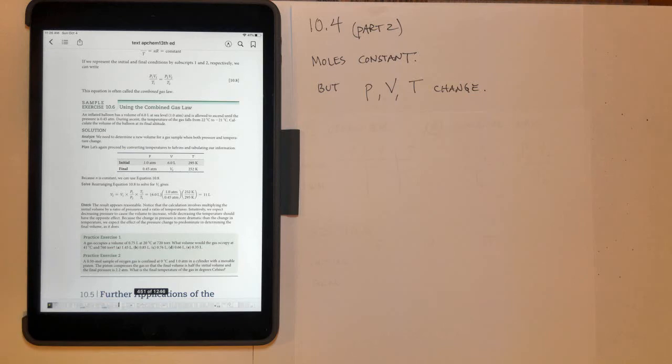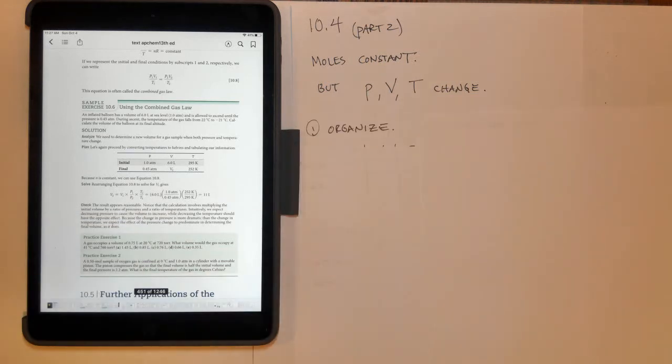This is section 10.4 part 2. Frequently we encounter problems that involve pressure, volume, and temperature, but moles remain constant. These use what's called the combined gas law equation, and organizing your data is the key to understanding what type of problem you're dealing with. And so I give you a two-step process.